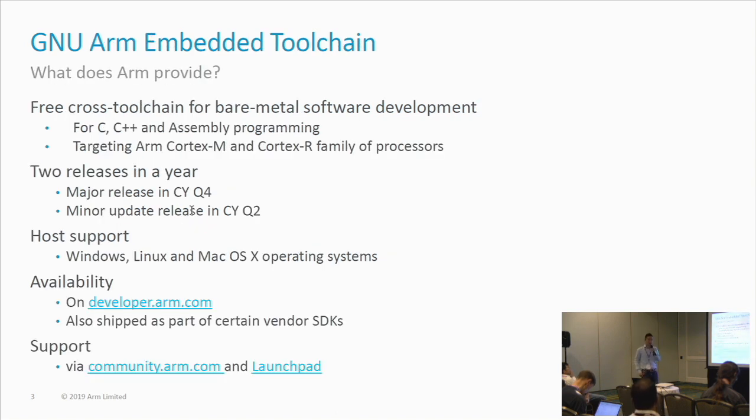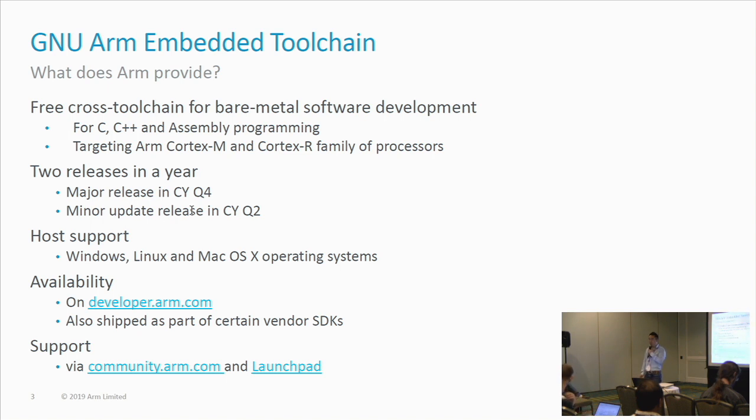So first, the embedded toolchain. The GNU Arm Embedded Toolchain has been around for approximately 8 years since we started releasing it. It is a free of charge cross-platform toolchain for bare metal software development. It has C, C++ and assembly support, mainly targeting the Cortex-M and Cortex-R platforms.